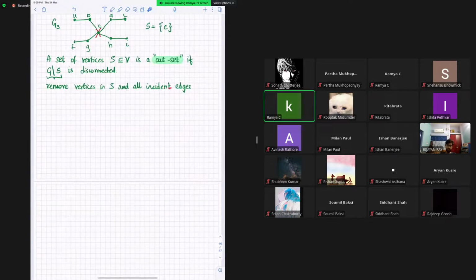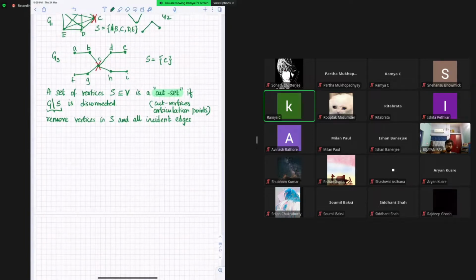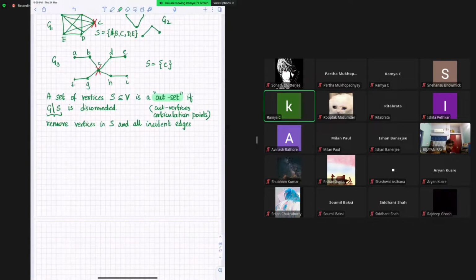We want to understand, given a graph, what is the cut set, and what are some properties of the cut set? And sometimes the set S of vertices is also called cut vertices instead of cut set, or articulation points. These are additional terminology. So some books might use these interchangeably. Some might call it cut vertices, and some might call it articulation points.